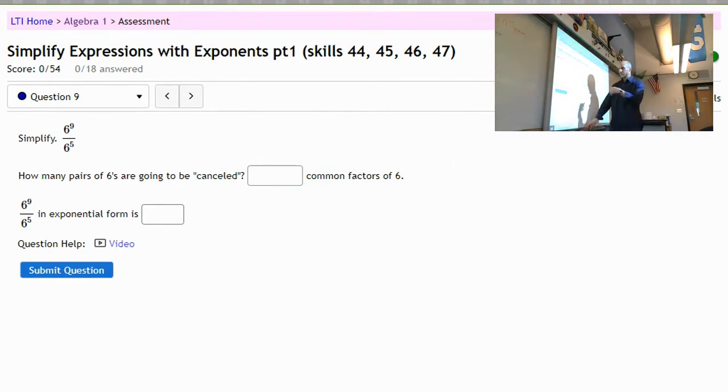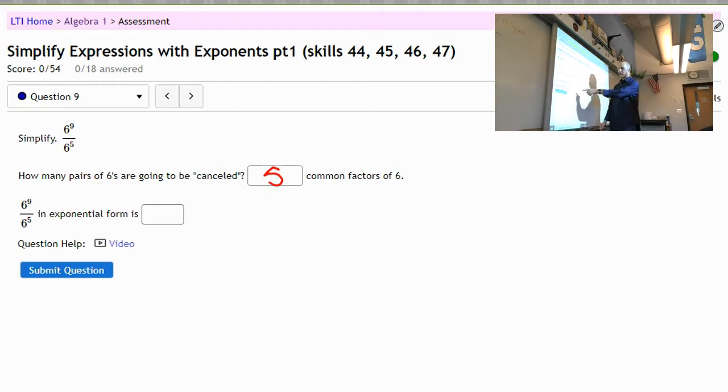Okay, so another division problem, 6 to the power 9 divided by 6 to the power of 5. So that means 6 multiplied by itself 9 times on the top, 6 multiplied by itself 5 times on the bottom. Some of those 6's on the top and bottom are going to cancel. Subtract the exponents to see how many of those 6's will be left over. How many pairs of 6's are going to be canceled? Well, there's 9 on the top and 5 on the bottom. 5 are going to cancel. So there are 5 pairs that will be canceled.